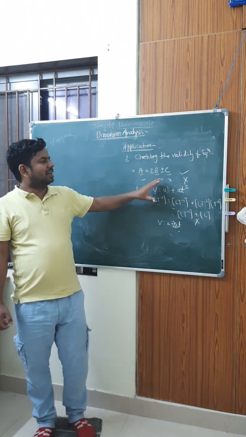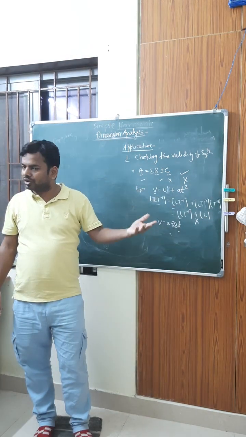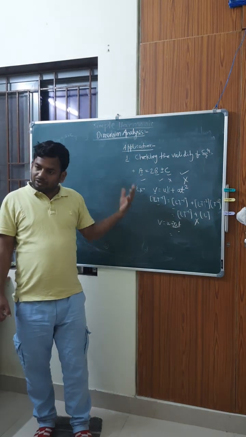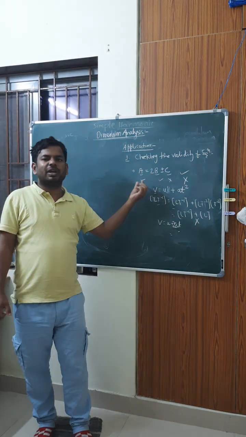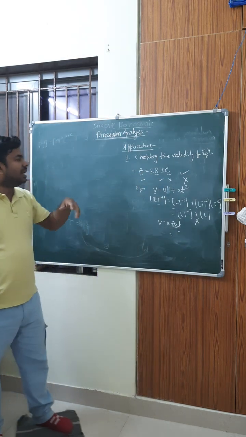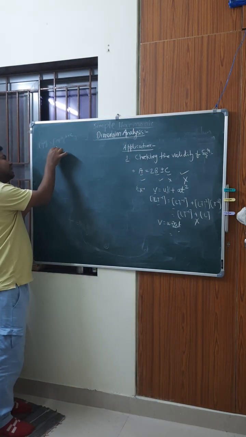So using dimension analysis, we can check whether any equation is right or wrong. If it is wrong, it is totally wrong. If it is right, it need not be right, because the prefactors may affect the equation. I hope you understood this point. Then we will come to the second one.